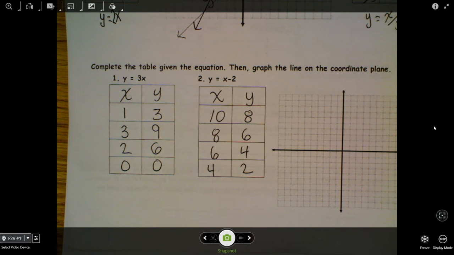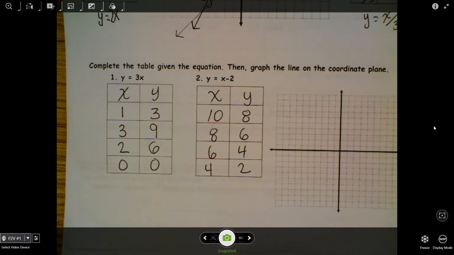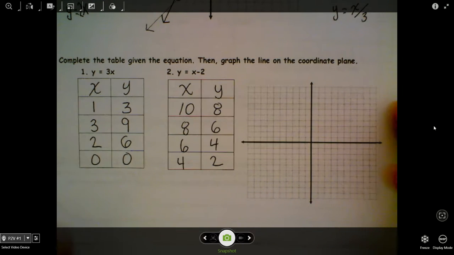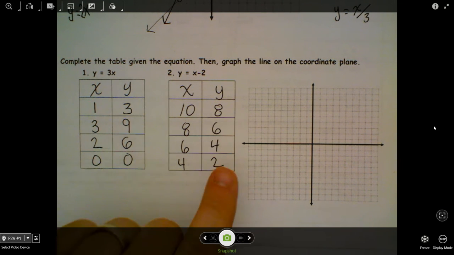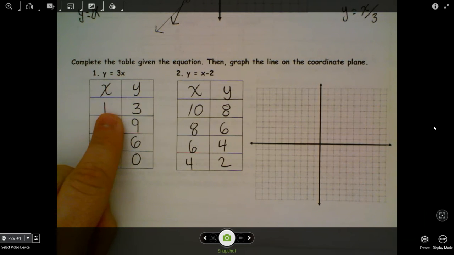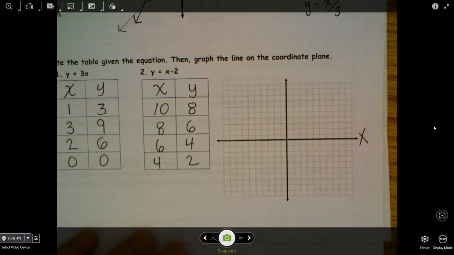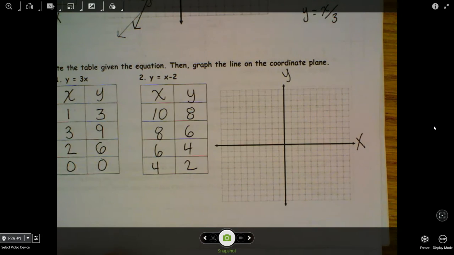Okay, so now we have our two tables filled out. We know our rules. We have enough numbers to put onto our graph. So now we should make two lines. You make a line for this table and a line for this table. So let's start with this one. So again, this is our x-axis, left and right, and this is our y-axis, up and down.